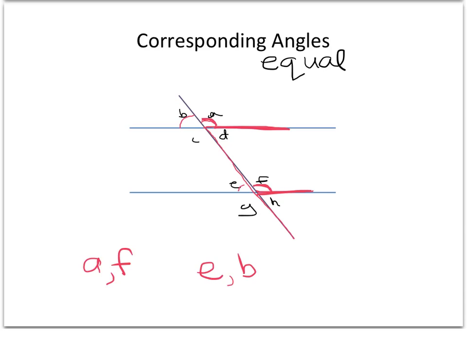See if you can find two other pairs of corresponding angles. Okay, so the two other pairs are C and G are corresponding, and also D and H are corresponding. Okay, so there's our four pairs of corresponding angles in this diagram.